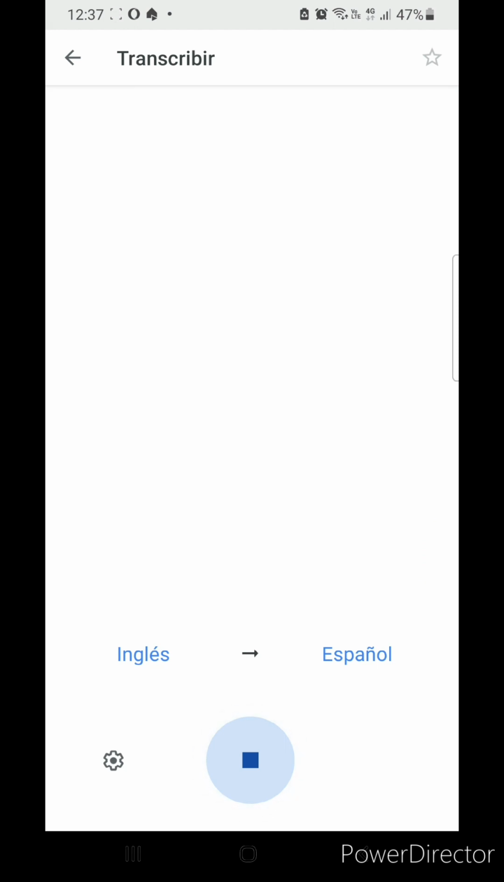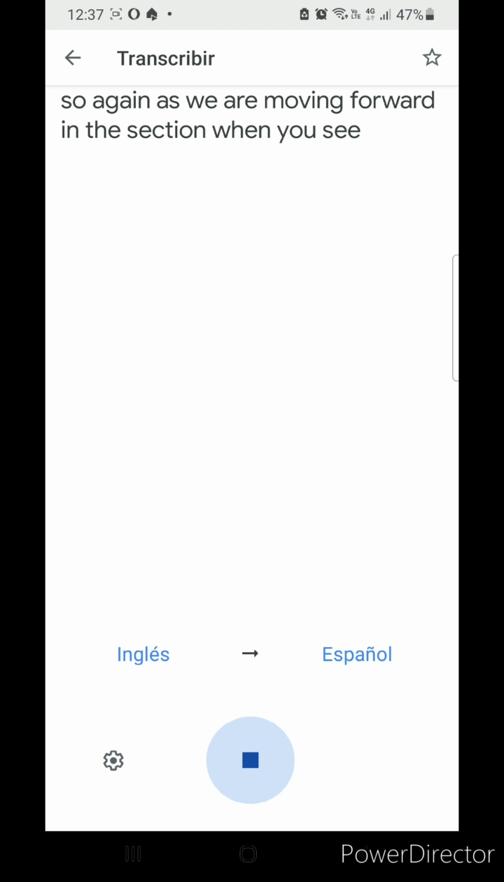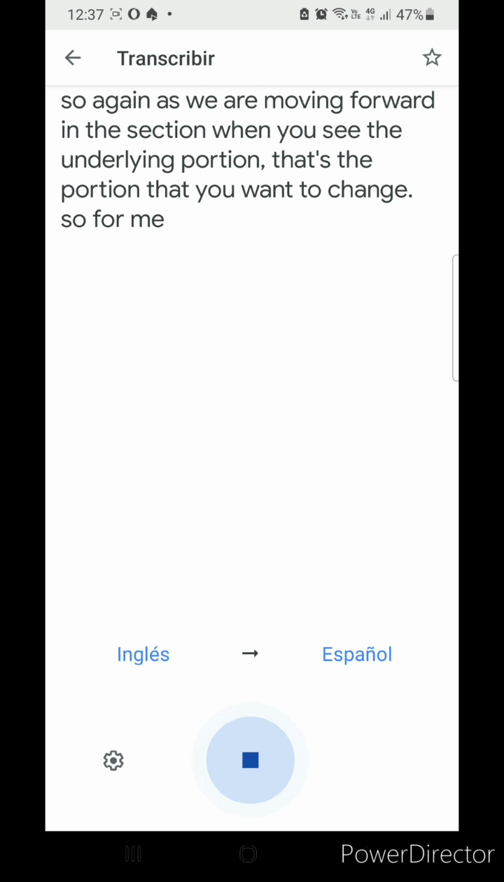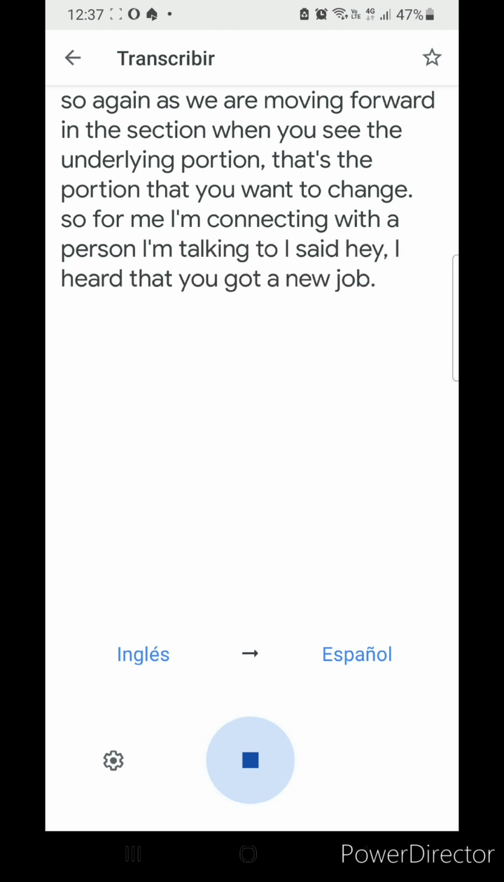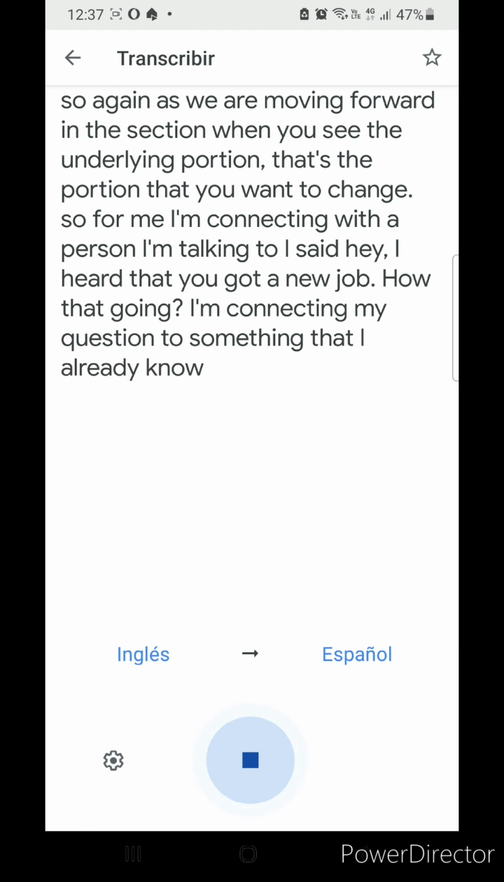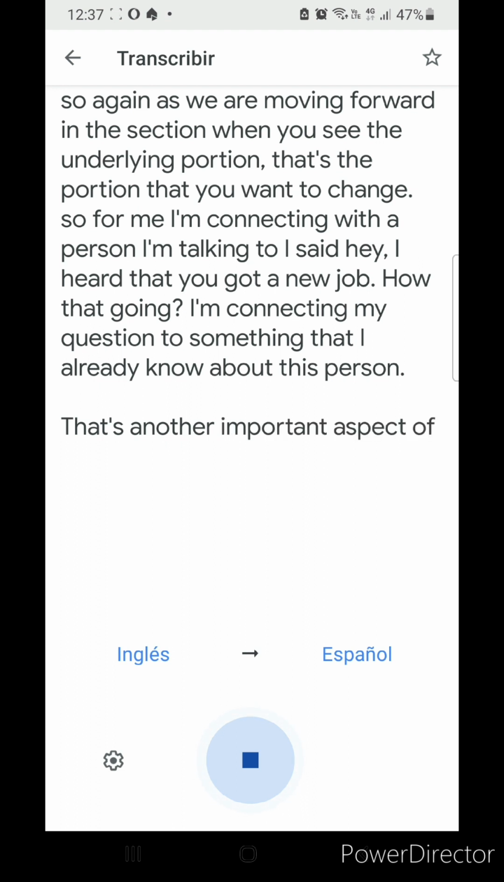So again, as we are moving forward in this section, when you see the underlined portion, that's the portion that you want to change. So for me, I'm connecting with the person I'm talking to. I said, hey, I heard that you got a new job. How's that going? I'm connecting my question to something that I already know about this person. That's another important aspect of improving your English because it shows that you are thinking before you speak.